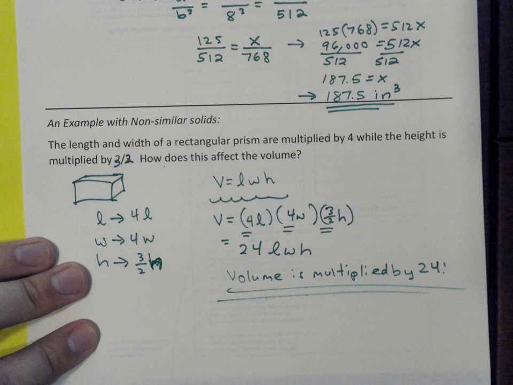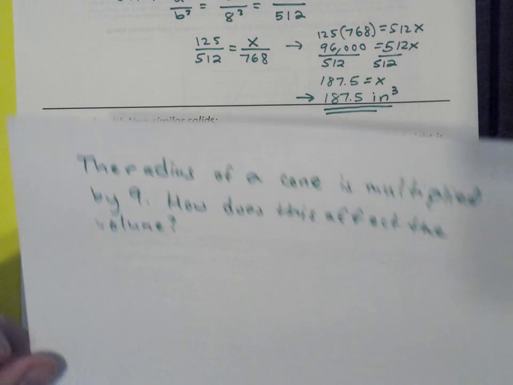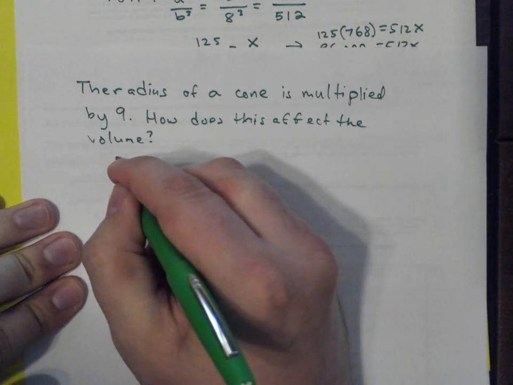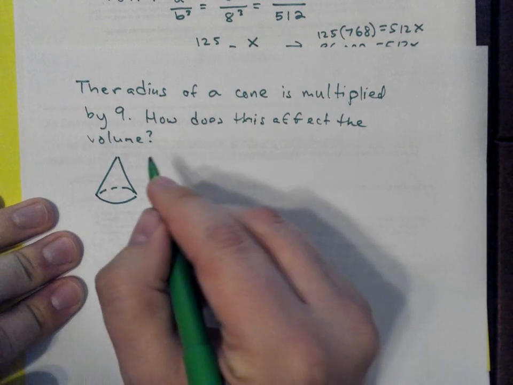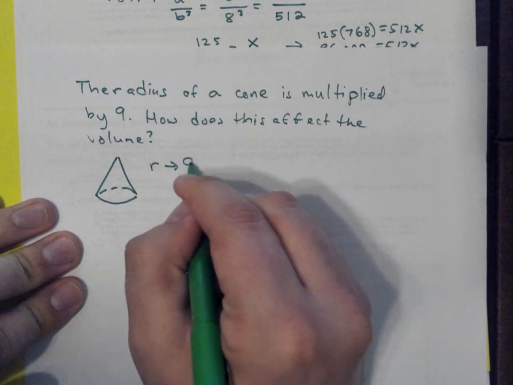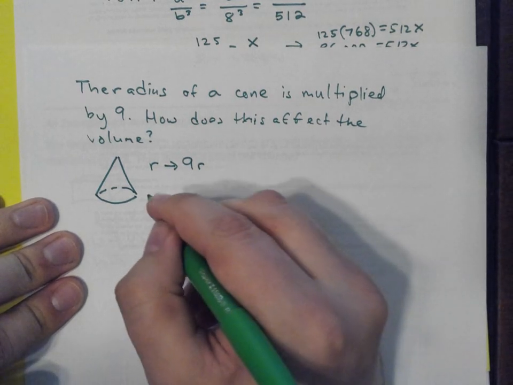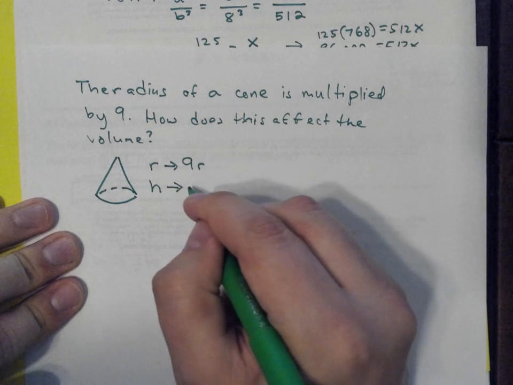I want to go ahead and do one more example because that seems a little bit tricky. I had to find a blank sheet of paper. The radius of a cone is multiplied by 9. We want to know, how does this affect the volume? So we have a cone. Draw a cone. The radius is multiplied by 9, so I will replace the radius with 9r. When I'm finding the volume of a cone, the other thing it depends on is the height of the cone. I didn't say anything about the height, so the height remains unchanged.